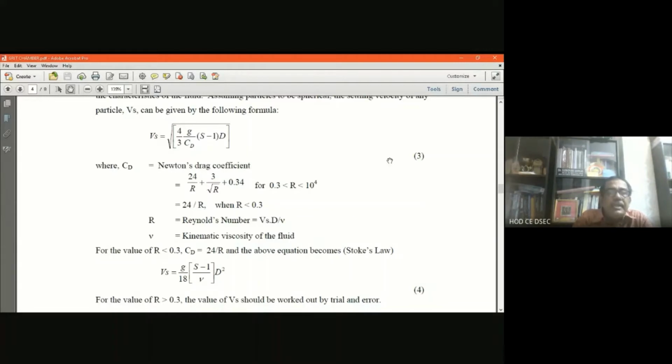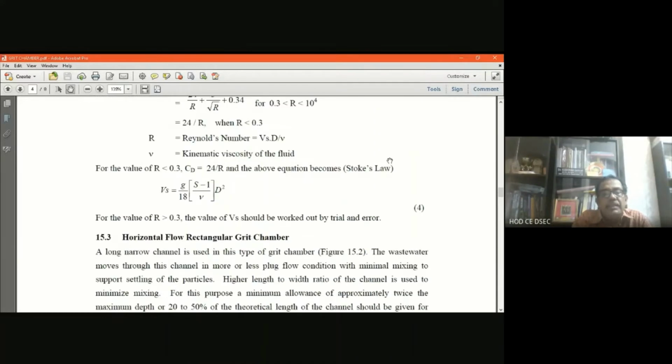Now, if we put CD equal to 24 by R, and R is transformed into Vs·D by nu, then this Vs formula will be nothing but the Stokes formula, which is g by 18 into (S minus 1) by nu into D squared. This is nothing but the Stokes law, because this is a laminar flow if R is less than 0.3. So the same expression, if we put 24 by R, can be transformed into the Stokes law Vs equal to this. If R is less than 0.3, then we can find out the settling velocity.